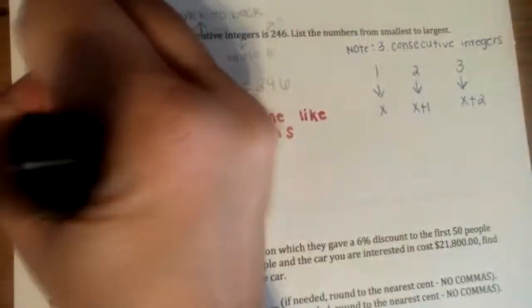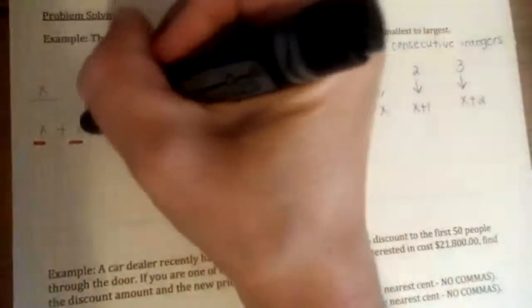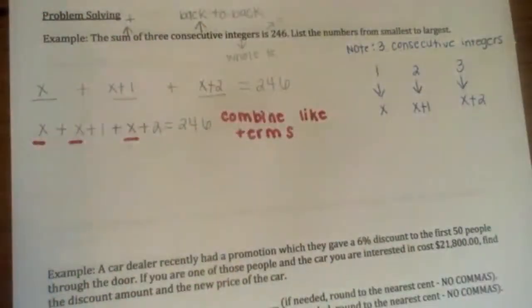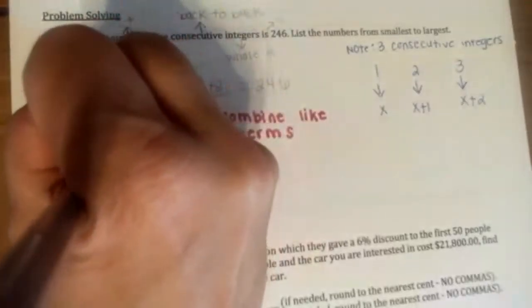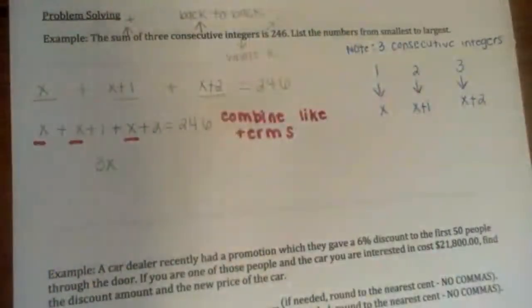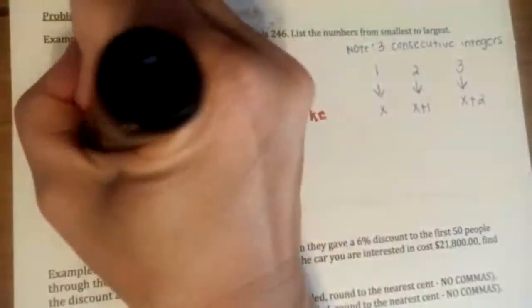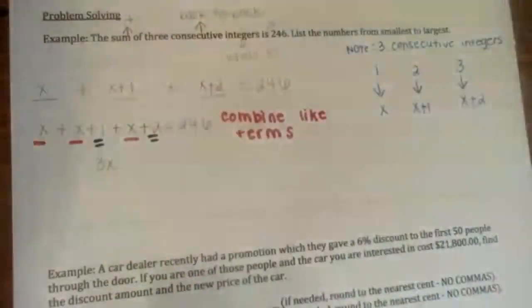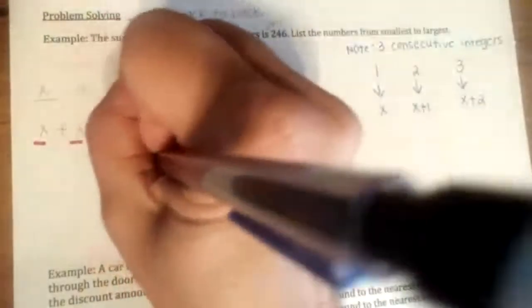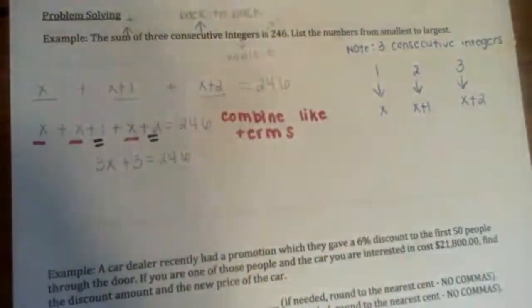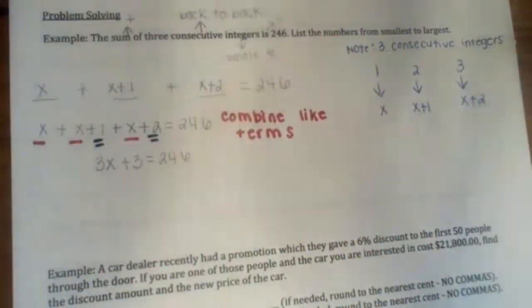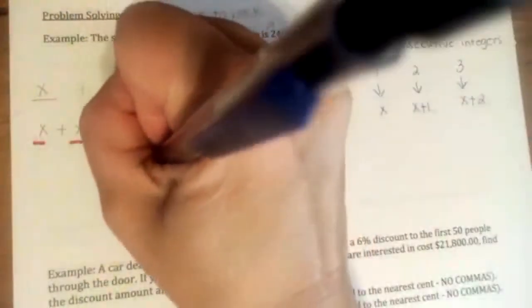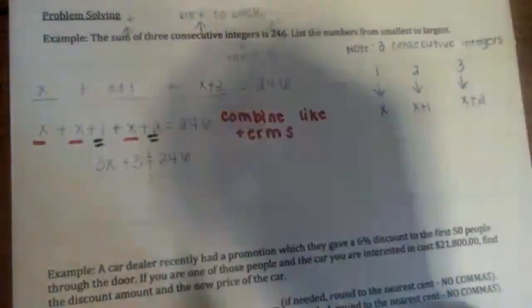All right, so if I have x plus x plus x, I have 1x plus 1x plus 1x. 1 plus 1 plus 1 would give us 3x's total. So 3x. I also have 1 plus 2. Well, 1 plus 2 would give us 3. So 3x plus 3 equals 246. Now I can solve this like a normal equation. I have 2 sides of my equation. Let's get x by itself.